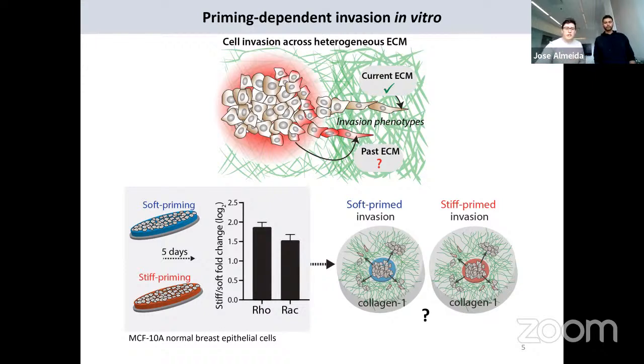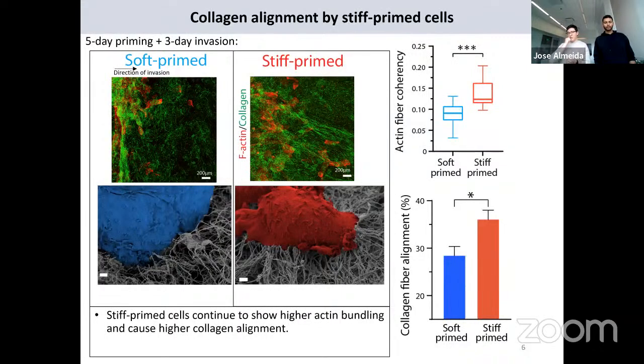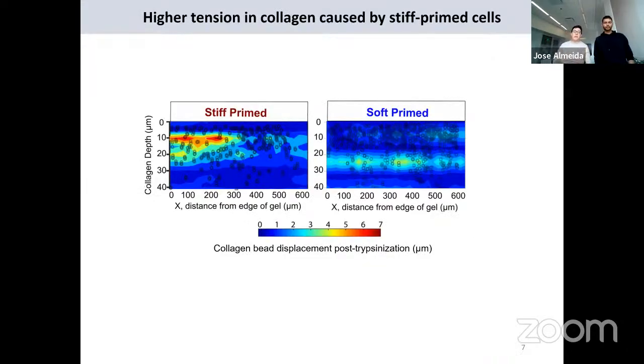And what we found was that there was higher collagen alignment for the stiff prime cells compared to the soft prime cells, potentially due to higher actin bundling, where the cells are engaged in the collagen more. So there was a tension being developed after those 3 days. When we did a trypsinization experiment, we found that there's a high degree of tension in the collagen after the cells release it after 3 days.